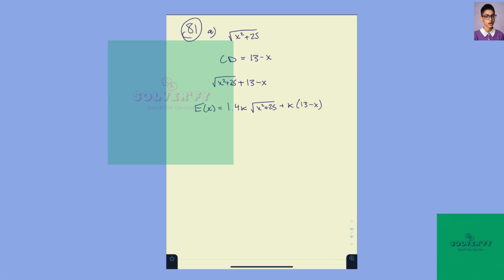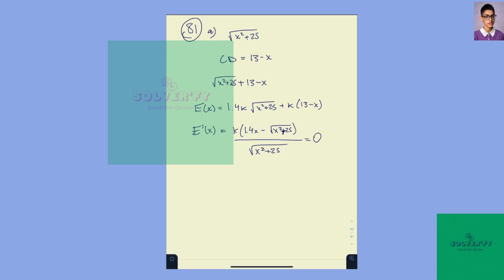Then we find E prime of x, and keep in mind that k is a constant. What we end up getting as a result is k times 1.4x over the square root of x squared plus 25 minus x over the square root of x squared plus 25. So it's plus 25 in both cases. And then we want to set that derivative equal to 0.